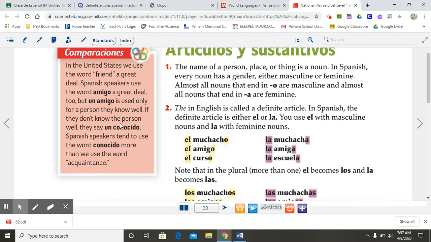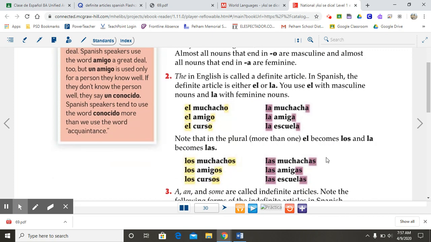So this is just like a little cultural thing on the side. It is true. When we say amigo, we really mean a friend, somebody you really know well. If you don't know them, we say, oh, that's just an acquaintance, like a buddy. But if we use the word amigo, then you know you're in basically.